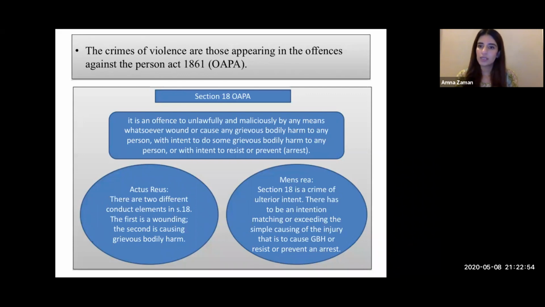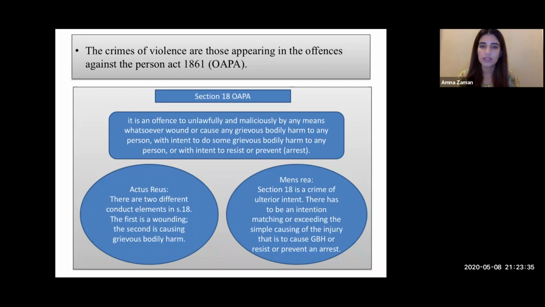Now, Section 18 has two essential elements that need to be fulfilled before the prosecution can bring a successful charge against a person in the section. The first element is the actus reus element, and the second element is the mens rea element. The actus reus element requires that there should either be a wounding or grievous bodily harm. So you need to prove that the defendant either wounded the victim or the defendant caused grievous bodily harm to the victim. Any one of the two elements would have to be proved.